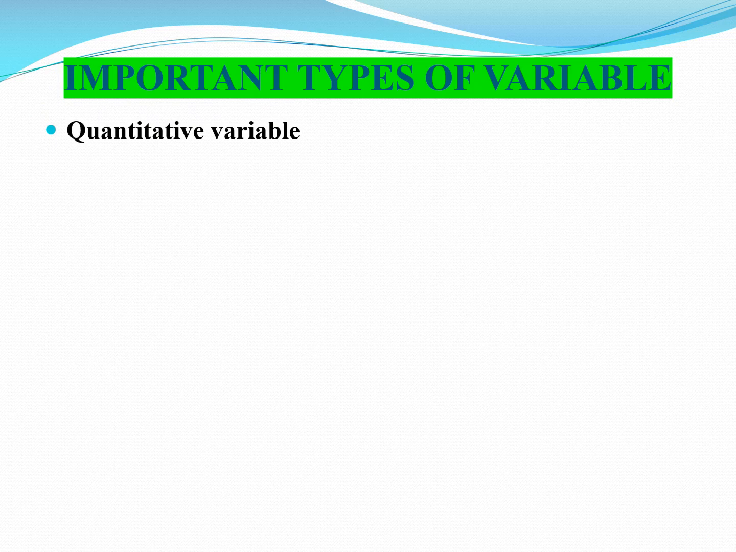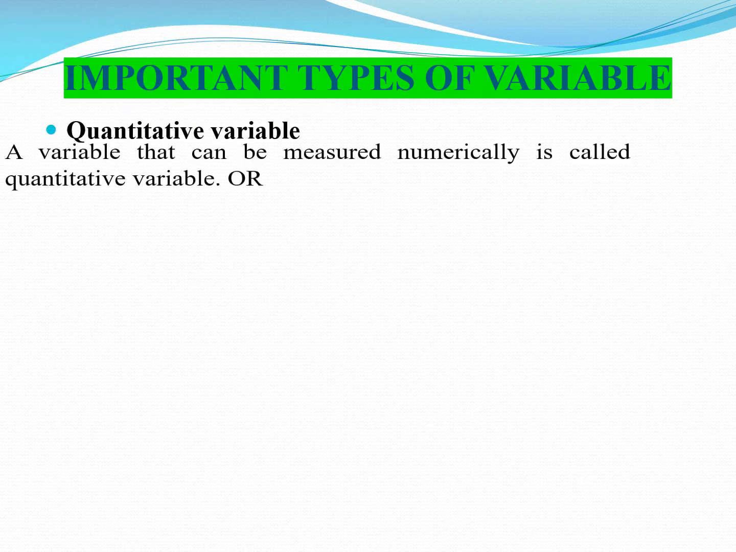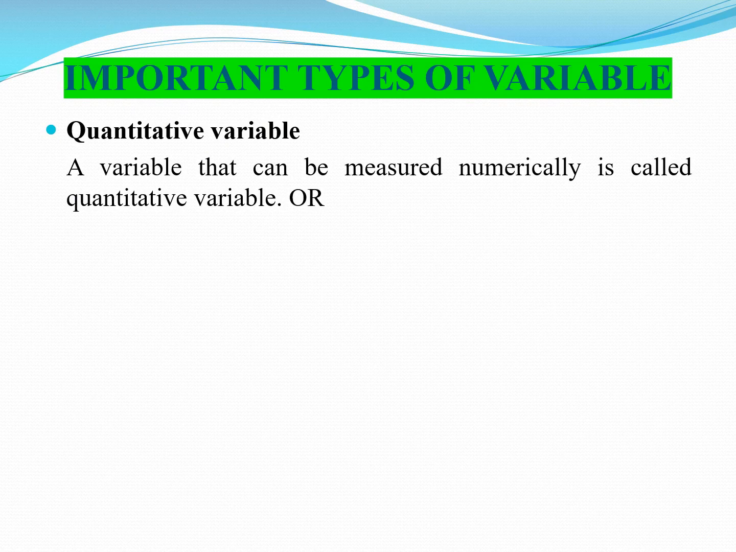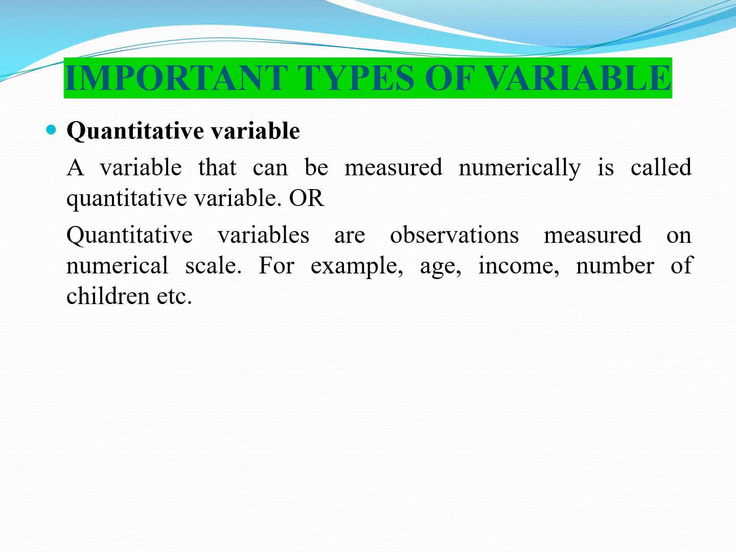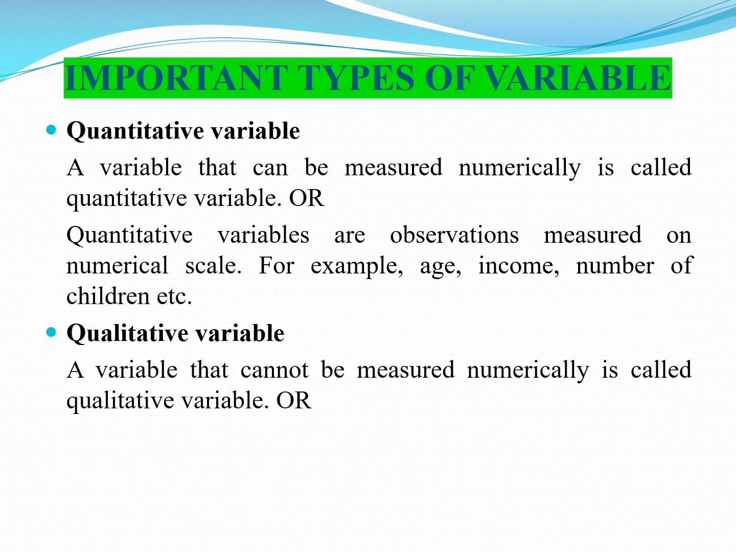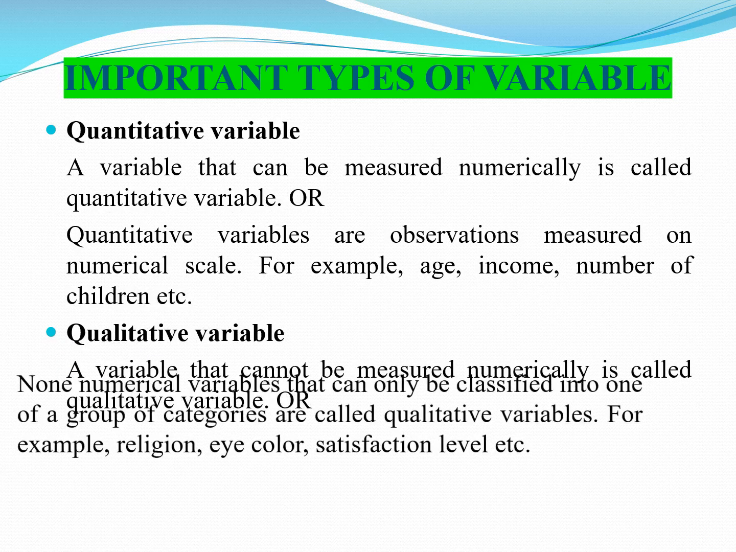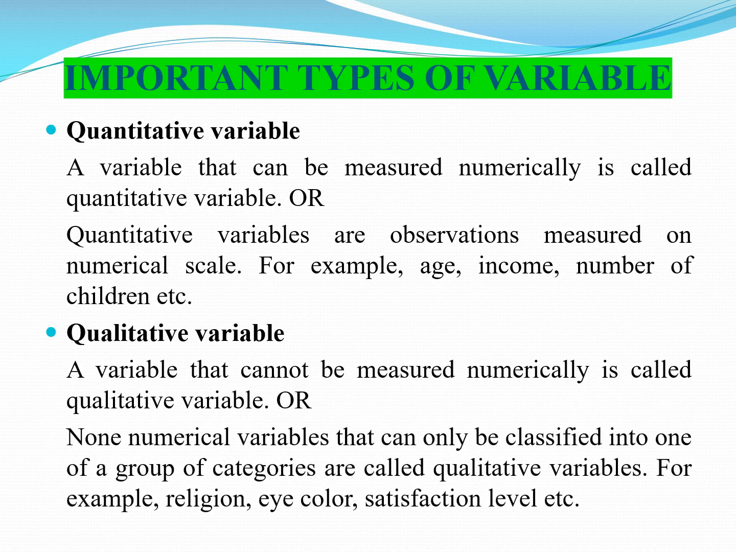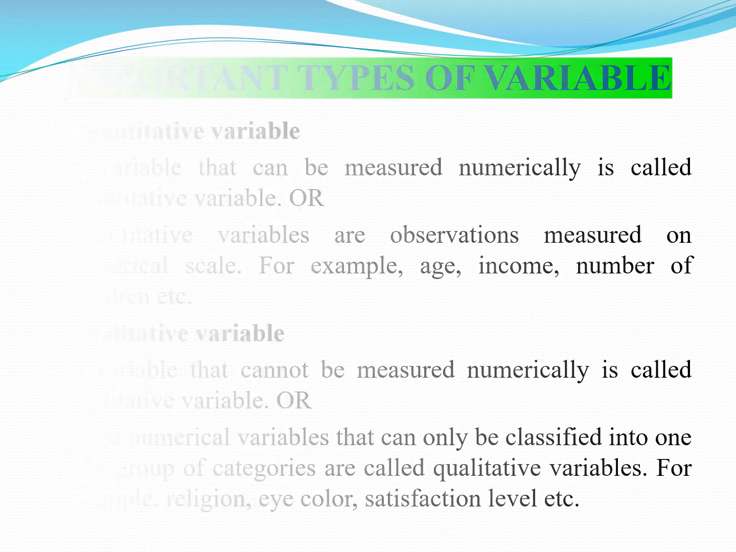Variables can be further divided into quantitative variables. A variable that can be measured numerically is called a quantitative variable. Or quantitative variables are observations measured on a numerical scale. For example, age, income, number of children etc. Qualitative variable: a variable that cannot be measured numerically is called a qualitative variable. Or non-numerical variables that can only be classified into one of a group of categories are called qualitative variables. For example, religion, eye color, satisfaction level etc.